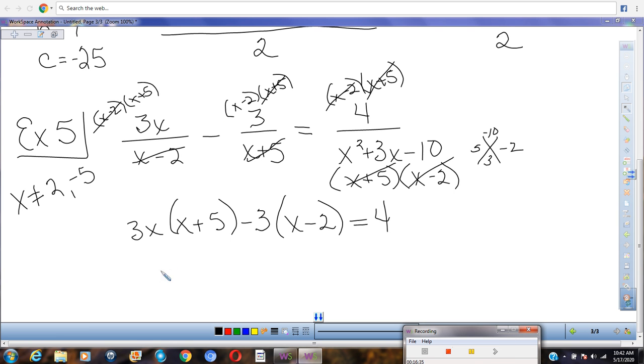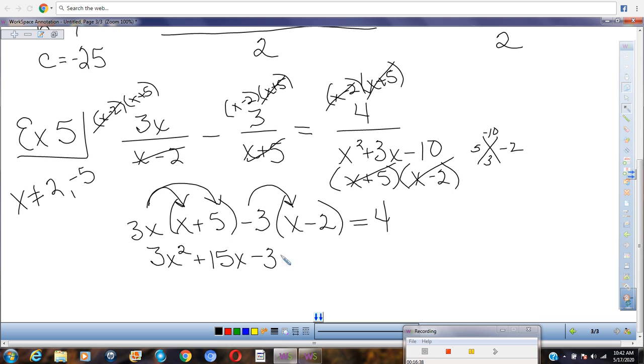All right, so now we're going to go ahead and distribute. 3x times x is 3x squared. 3x times 5 is 15x. End of the parentheses, so we're done distributing the 3x. Now we have negative 3 times x is negative 3x. And negative 3 times negative 2 is positive 6 equals 4.